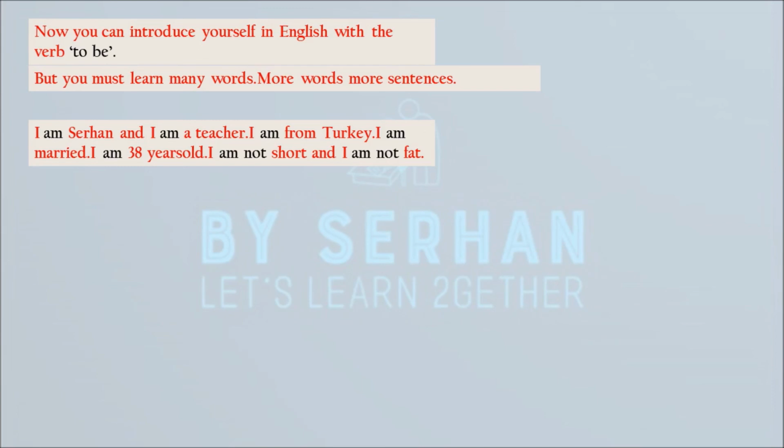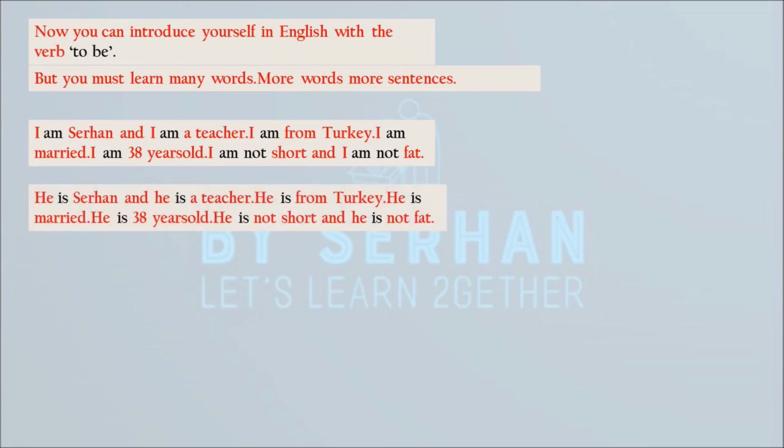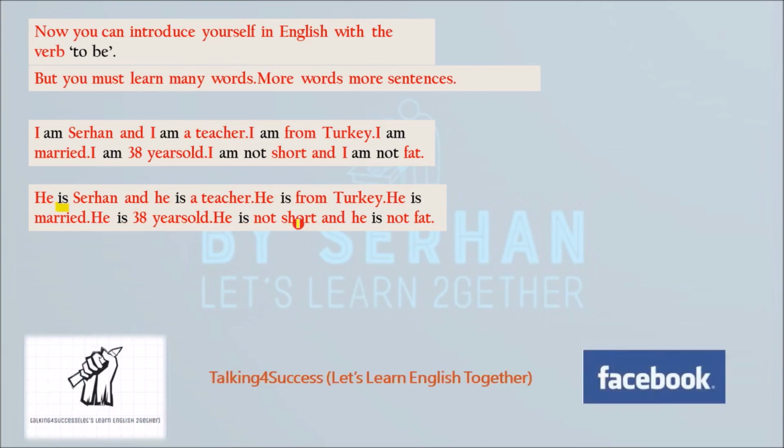And if you want to talk about a man or a boy, you can use the subject he, but you must use the to be as is because this is the third person singular. He's Serhan and he's a teacher. He's from Turkey. He's married. He's 38 years old. He is not short and he is not fat.